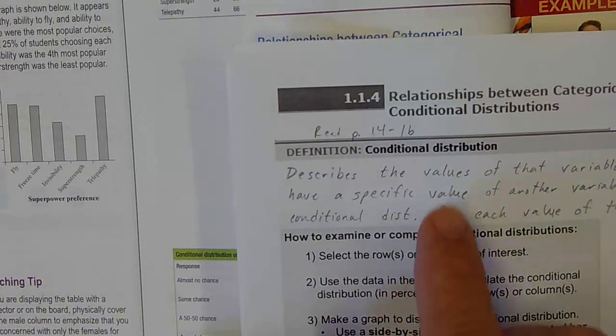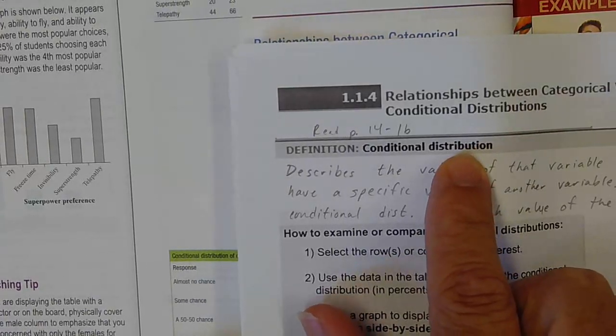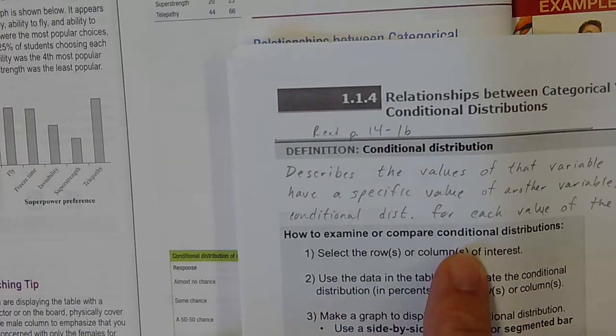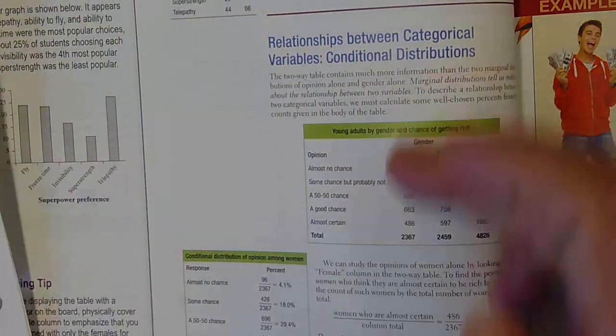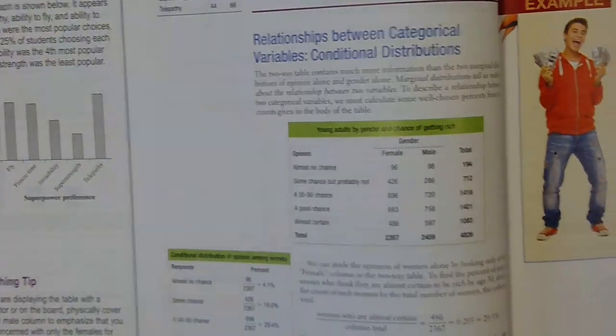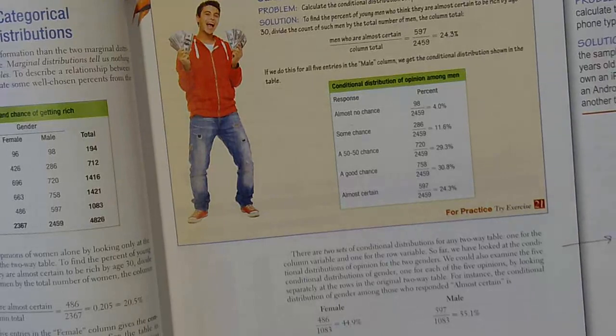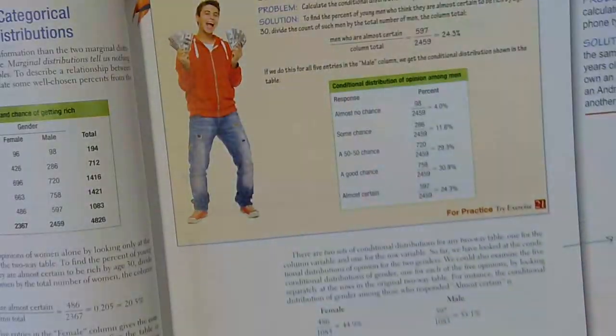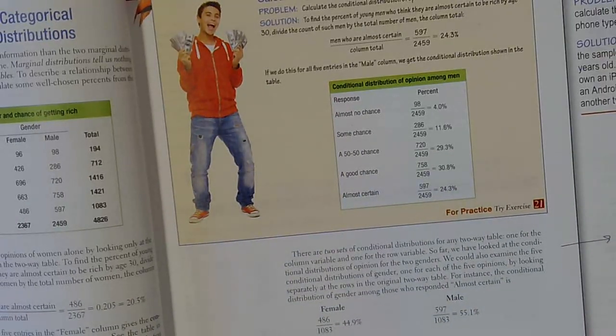Like I said, these authors are good. They know how to explain things pretty well. So read through the conditional distribution explanation and get through this example over here as well. I'll give you about 5 minutes to do that, and then we'll have a discussion to follow.